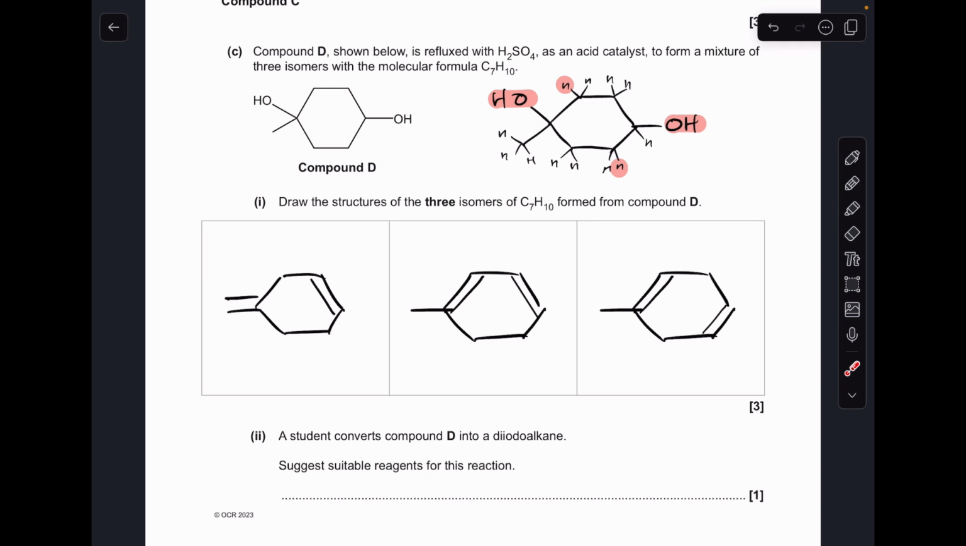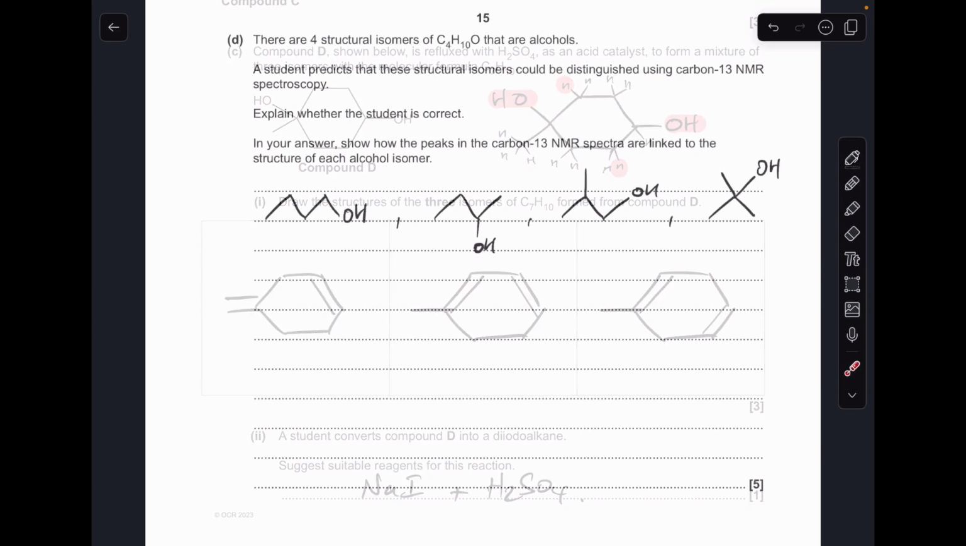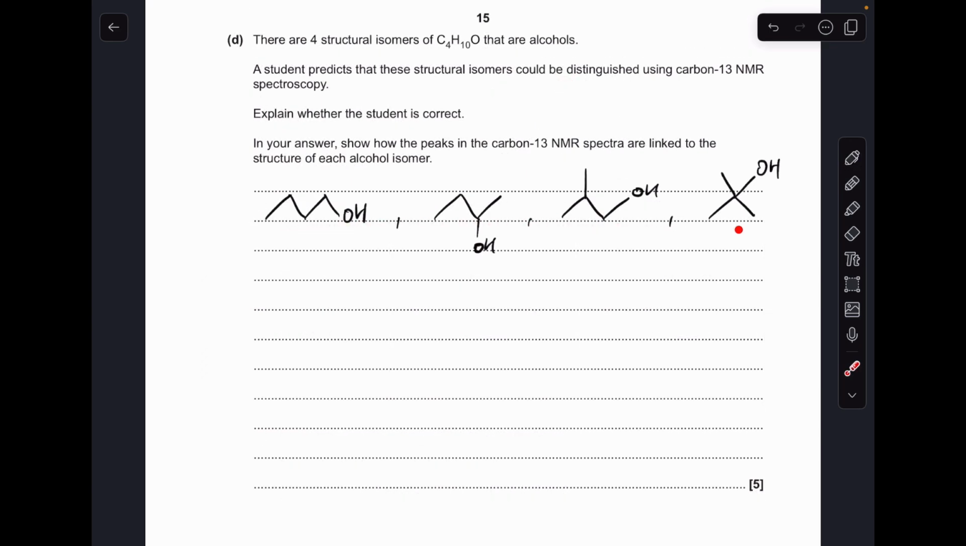Moving on to the next part, to convert an alcohol into an iodoalkane, you need a source of iodide ions, so you could either go for potassium iodide or sodium iodide, but you need to have sulfuric acid present as well. So I've gone for sodium iodide and sulfuric acid. Moving on to the last part, there's your 4 structural isomers for that molecular formula that are all alcohols. So we've got butan-1-ol, butan-2-ol, 2-methylpropan-1-ol and 2-methylpropan-2-ol.